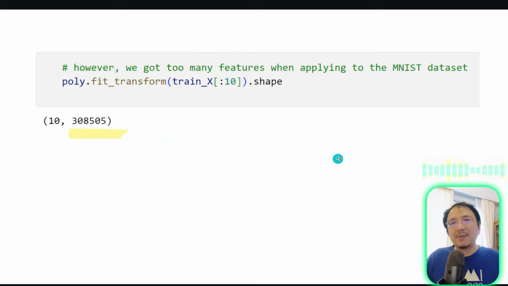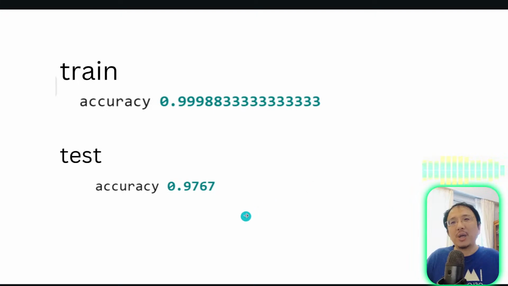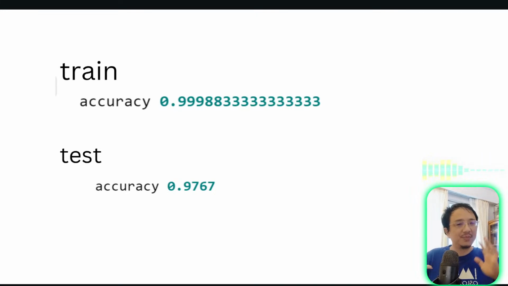In this case, the accuracy we can get is 97.67, which is not great. It's okay. It's probably because of downsampling or because the polynomial feature is not that efficient. Maybe they are too similar.